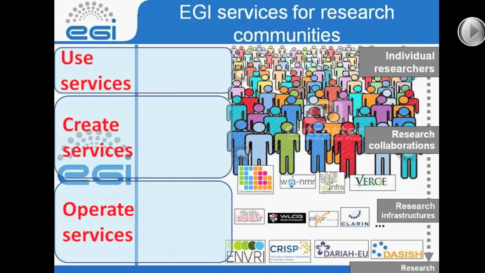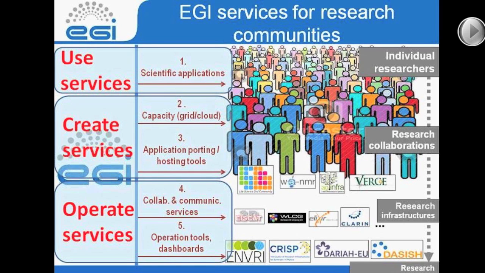Larger collaborations want to create new services, want to enable new types of applications on a distributed computing infrastructure, or even more, they want to operate services for their customers. And EGI needs to be able to provide services at all the three levels, even for those who want to use ready-to-use services, to those who want to develop new services on top of a distributed computing infrastructure, and to those who want to operate a large service portfolio for a well-defined scientific discipline.